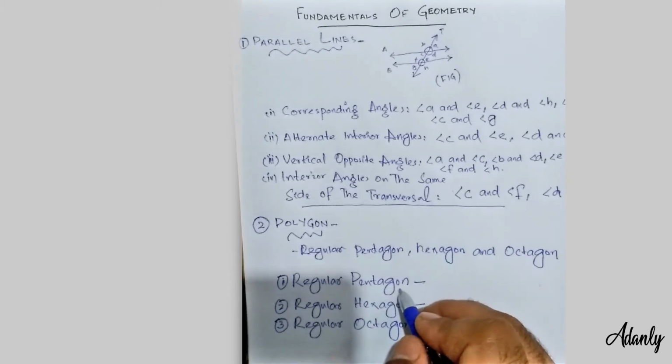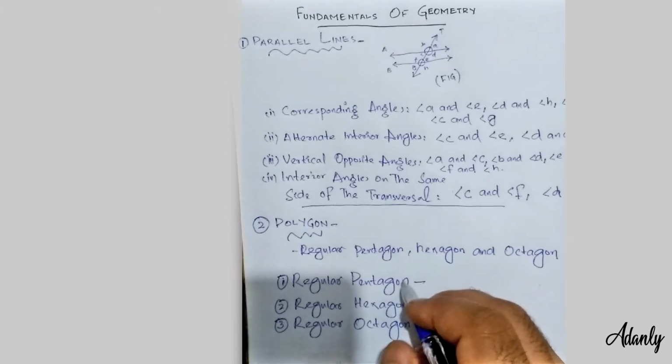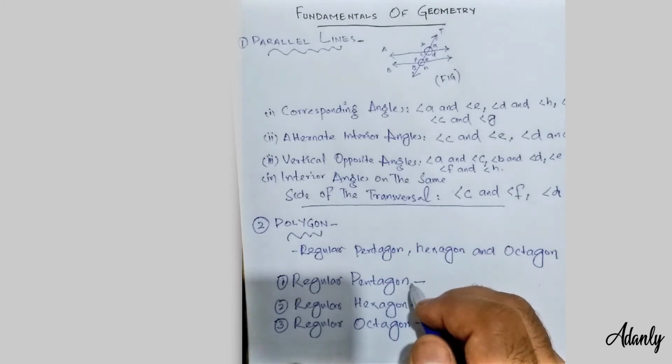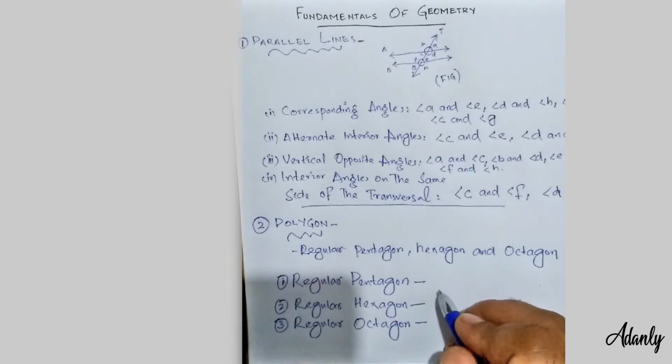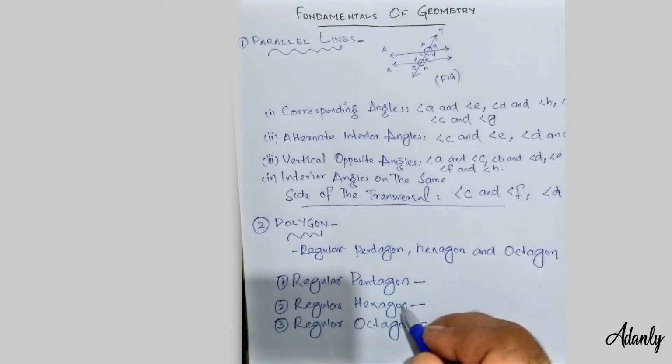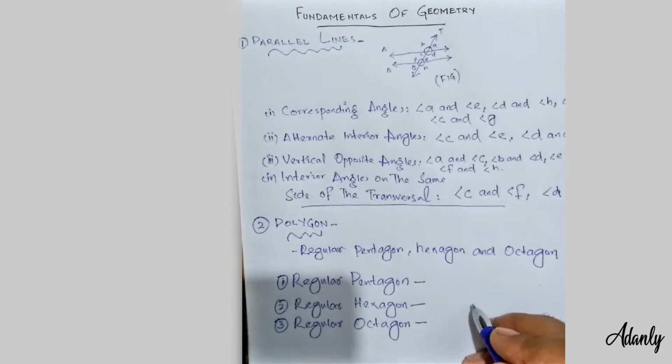The regular pentagon is a pentagon that has 5 sides which are all equal and all the angles are also equal. Each angle is 108 degrees. The regular hexagon is a polygon which has 6 equal sides and 6 equal angles. The internal angle at each vertex of a regular hexagon is 120 degrees.